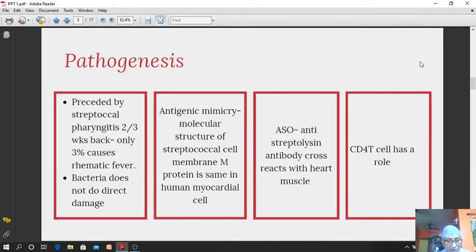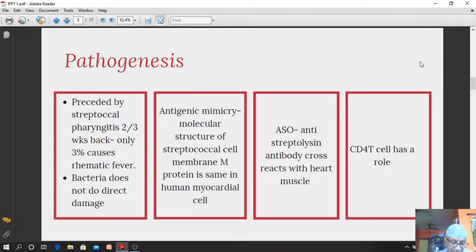Next, the pathogenesis of the disease is very important. That means how the disease proceeds from the first day to the full-blown manifestation. As I said earlier, it is preceded by streptococcal pharyngitis 2 to 3 weeks back, and only 3 to 4% of cases present with rheumatic fever.